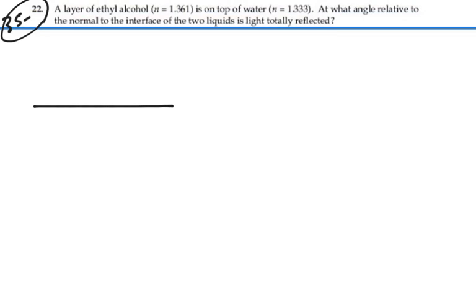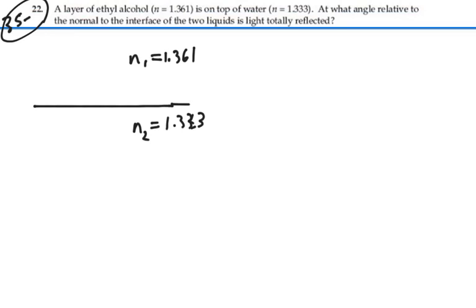So we have a substance. Let's call it ethyl alcohol, 1.361. I'm just going to call that N1 for now. And I have N2, which is the water, 1.333. Now in this problem, it didn't really say whether the light was originating in the ethyl alcohol or whether it was originating in the water. It didn't say which direction this light was going.